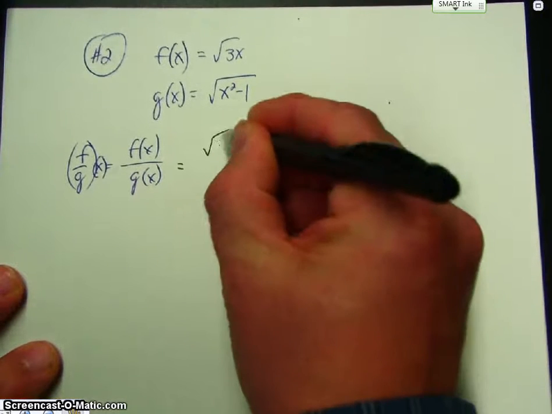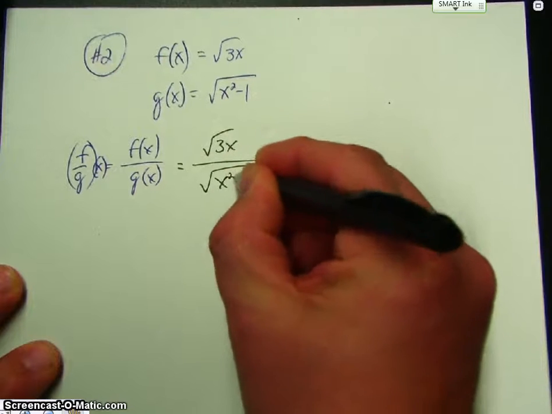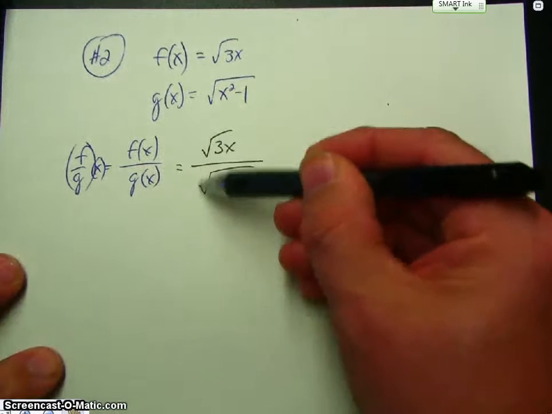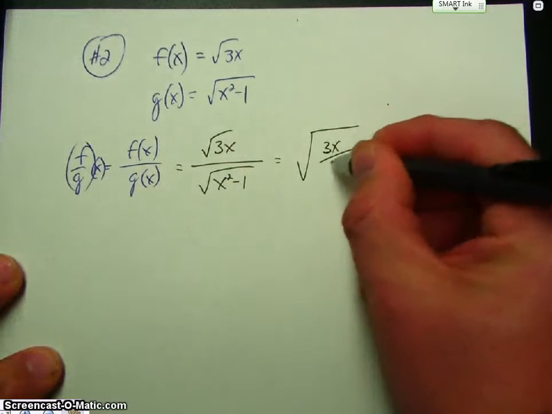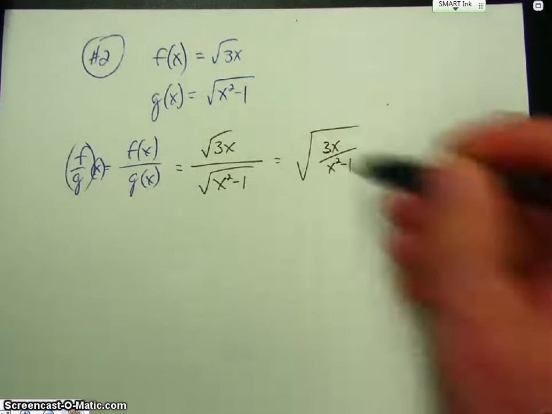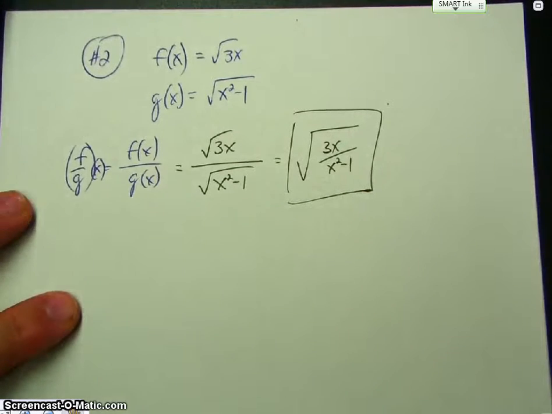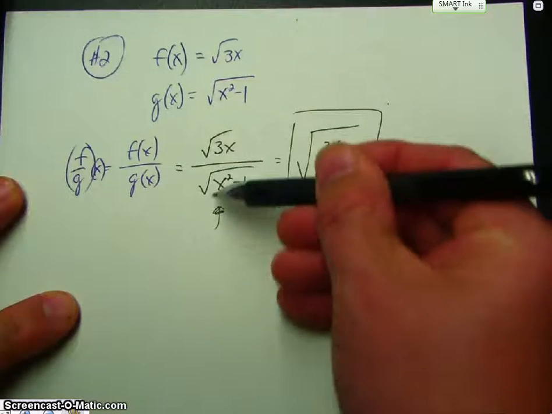So f of x will be the square root of 3x, and g of x is the square root of x squared minus 1. All right, since they're both in radicals, I can write it as one radical, and that will be my new function. Okay, but now I want to describe the domain. So what I do is I go back and look at this one, because the radicals will pull it apart.